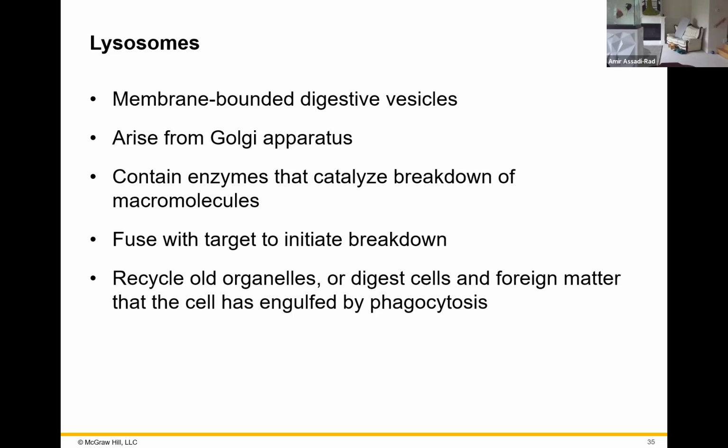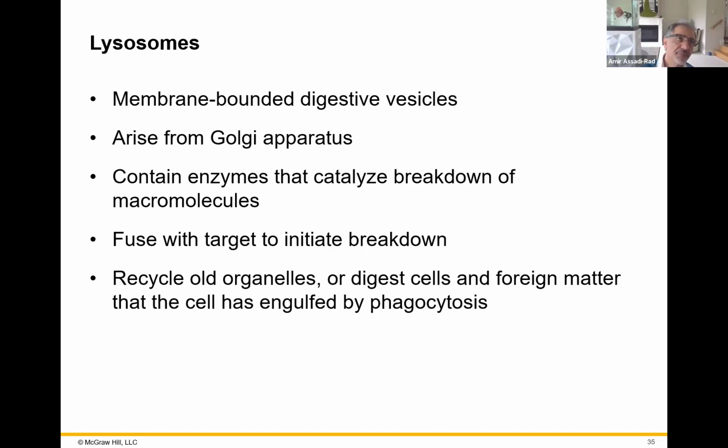Lysosome has hydrolytic enzymes that use water to hydrolyze molecules, hydrolysis. So you're familiar with that term, I hope. And inside of lysosome there are other enzymes. They arise from the Golgi apparatus, contain enzymes that catalyze breakdown of macromolecules, fuse with a target to initiate breakdown, and recycle old organelles as well. That is something we call autophagy. They digest cells for material and engulf, phagocytosis.